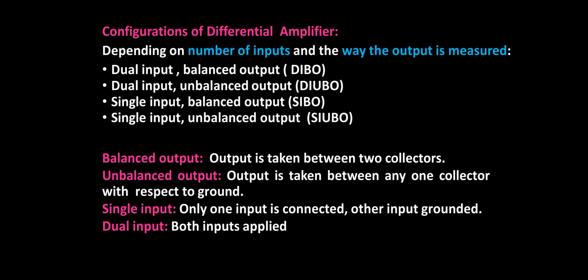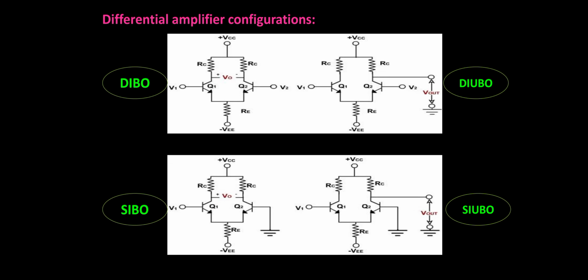Now let's see the circuit diagrams for dual input balanced output, dual input unbalanced output, single input balanced output, and single input unbalanced output. Here observe the first diagram. The first diagram indicates the DBO, that is dual input balanced output. Dual input means the input is applied to both input terminals. Here observe this circuit diagram: it is V1 and V2. At both input terminals we applied the voltages V1 and V2. That means it is a dual input.